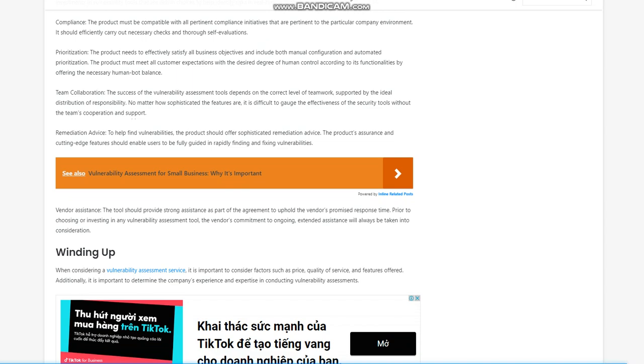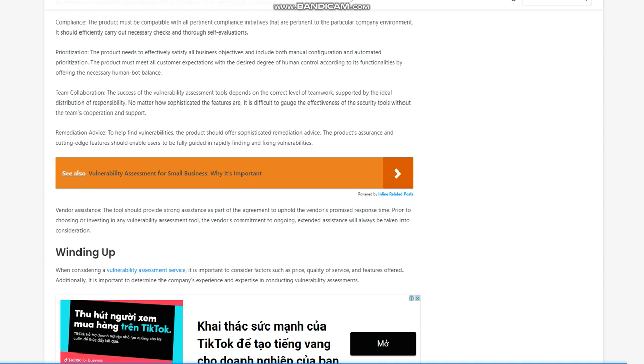Team collaboration. The success of the vulnerability assessment tools depends on the correct level of teamwork, supported by the ideal distribution of responsibility. No matter how sophisticated the features are, it is difficult to gauge the effectiveness of the security tools without the team's cooperation and support. Remediation advice. To help find vulnerabilities, the product should offer sophisticated remediation advice. The product's assurance and cutting-edge features should enable users to be fully guided in rapidly finding and fixing vulnerabilities.